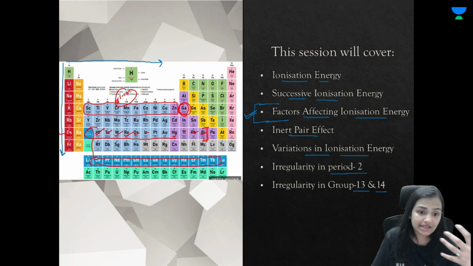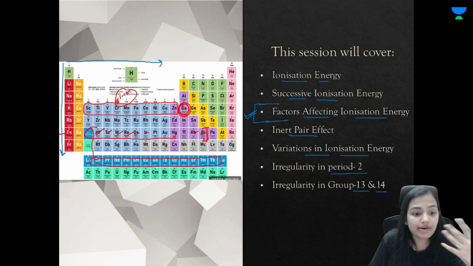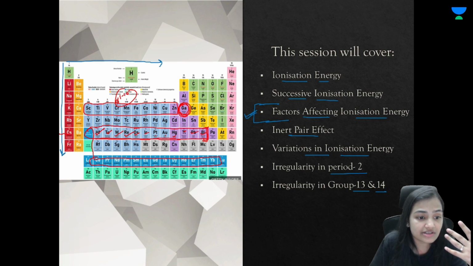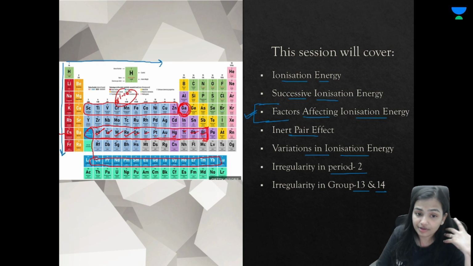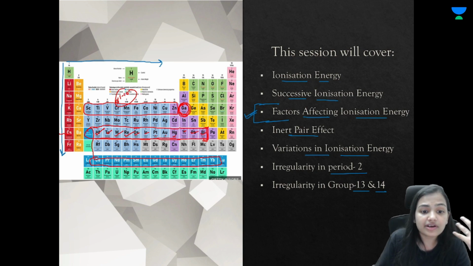Okay, so the scandide contraction is going to impact only gallium, but the lanthanide contraction is going to impact all the other elements just after the lanthanide series. So that's how lanthanide contraction is a very, very major contributor. Okay, so the effect of lanthanide contraction.